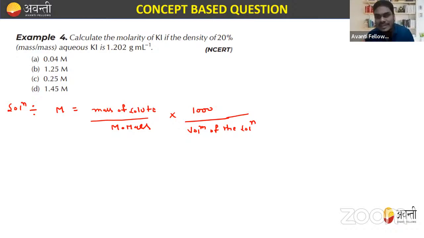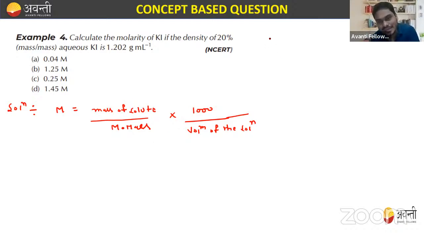So can anyone tell me what the mass of solute is in this question? The question gives 20% mass by mass. What does it mean? Please tell me, what does 20% mass by mass mean?